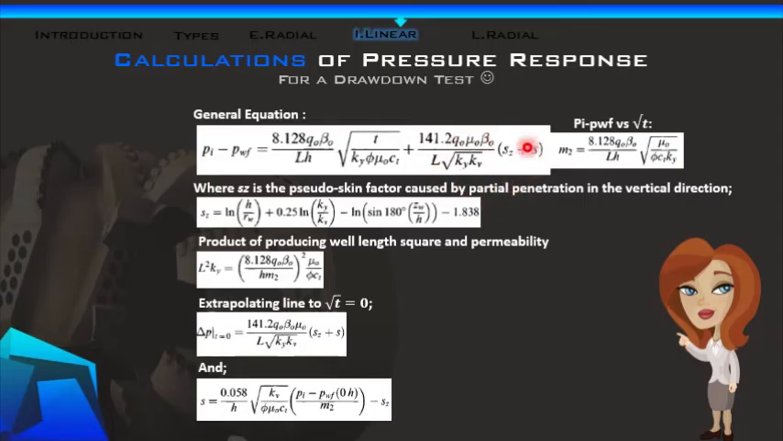So how do you find it? You use this equation, and on top here you substitute your delta p at time t equals 0, the one you get from the y-intercept, and here you substitute your partial pseudo skin factor zz, and then you can get your s. So this is for drawdown.